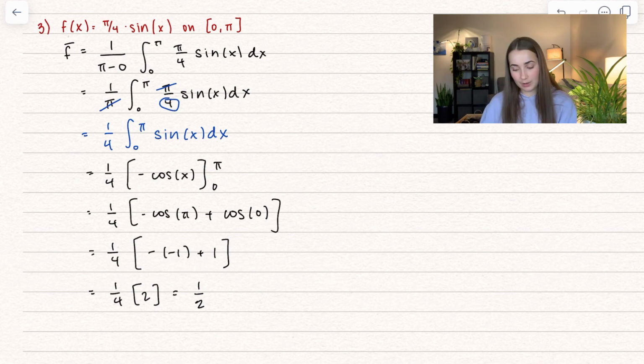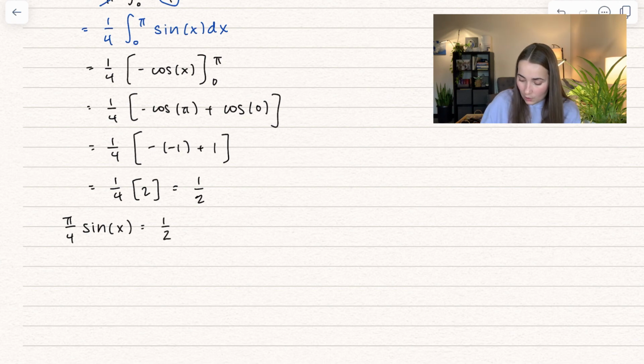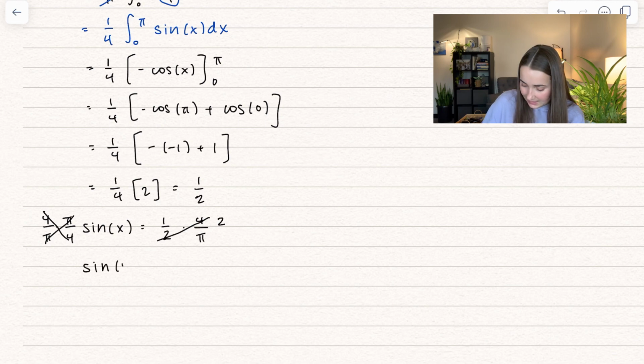It feels easy to stop here, but of course we have to do the last step where we're finding where the average value hits the function. So let's go ahead and find that x value. We're going to take our function pi over 4 times sine of x, and we're going to set it equal to our average value. So here I'm going to go ahead and multiply both sides by 4 over pi. That way these cancel out. Here, one of these can cancel out, and we get sine of x is equal to 2 over pi.